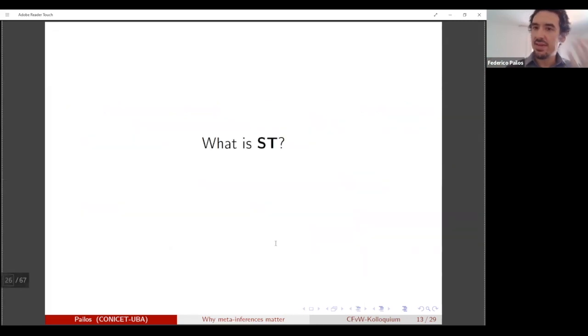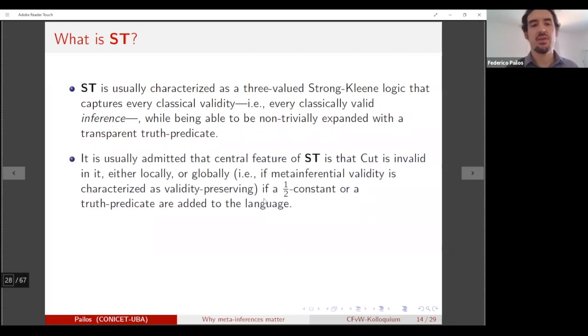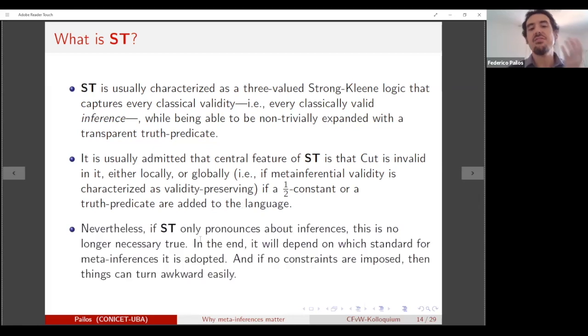So let's explain this with the case of ST. ST is usually characterized as this strong logic that captures every classical validity, in the sense that an inference is valid in classical logic if and only if it's valid in ST, while also being able to be non-trivially expanded with either a one-half constant or a transparent truth predicate. So it is usually admitted that a central feature of ST is that cut is invalid either locally or globally. The local notion is preservation of satisfaction. The global notion is preservation of validity if a one-half constant is added to the language. So they avoid triviality by not having cut in their sequent calculi, or by making cut invalid either locally or globally. Nevertheless, if ST only pronounces, if ST is just a satisfaction standard for inferences, this is no longer true.